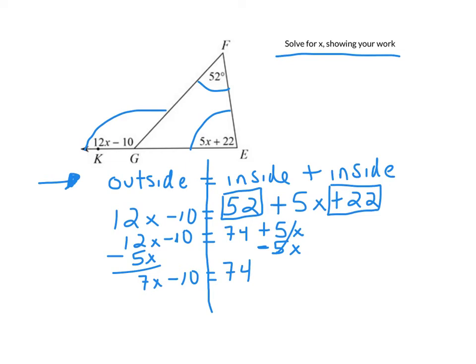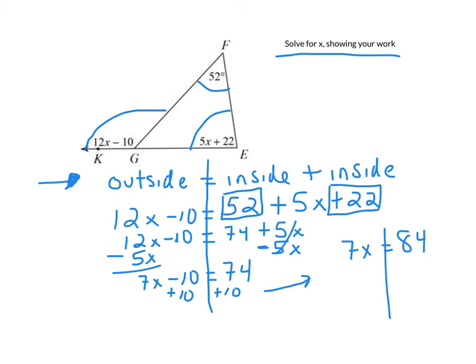And now the x's are all on one side. I can just focus on getting everything away from all the x's now. I'm going to get rid of that 10. Bring the 10 across the wall. So I need to undo the subtraction, which means I'm going to add it. I'm running out of space, so I'm going to bring it over here. So my equation now is 7x equals 74 plus 10 is 84.